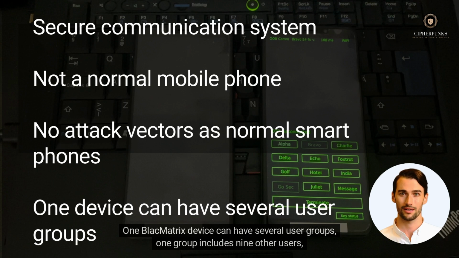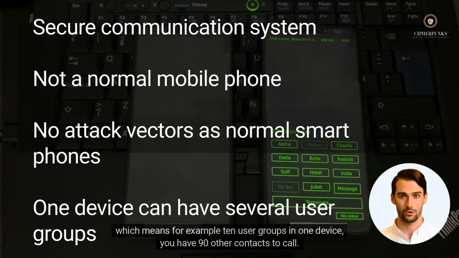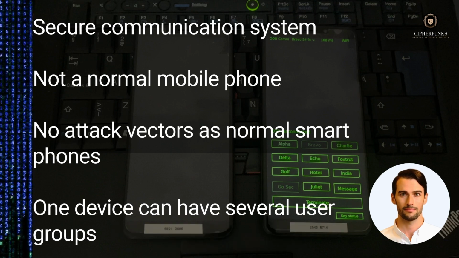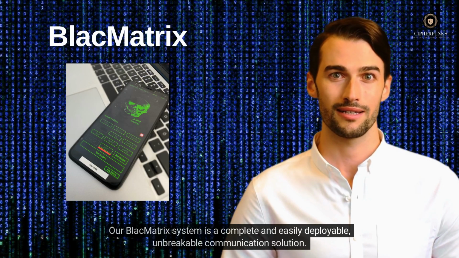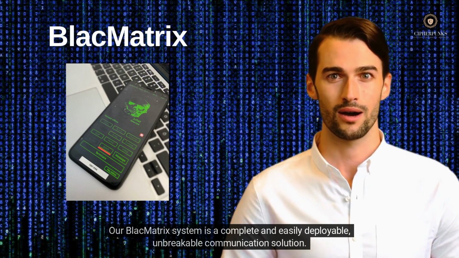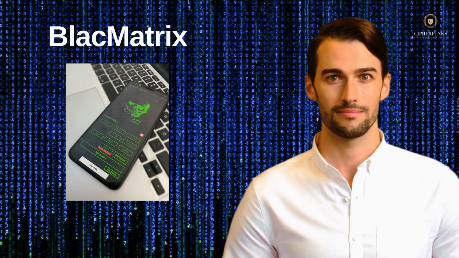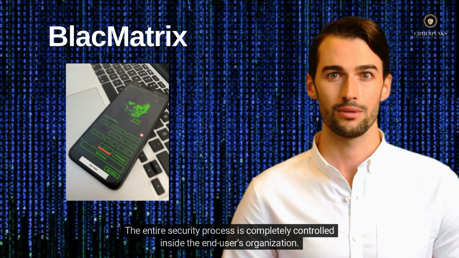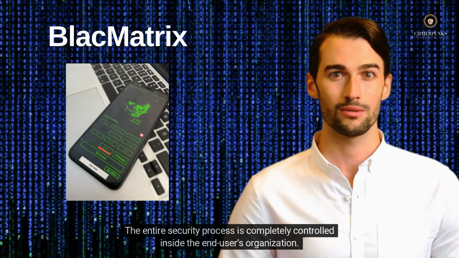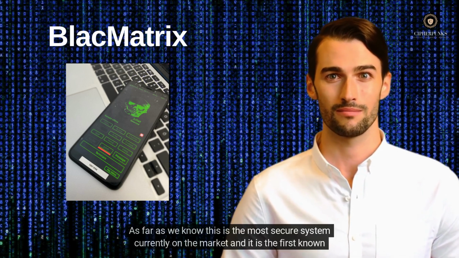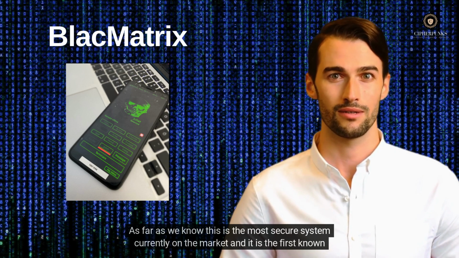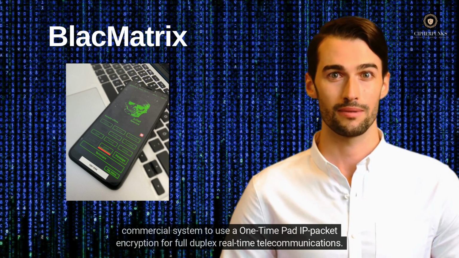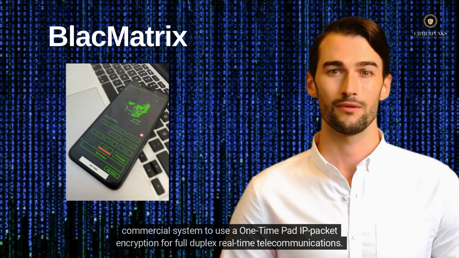One group includes 9 other users, which means, for example, with 10 user groups in one device, you have 90 other contacts to call. Our BlacMatrix system is a complete and easily deployable, unbreakable communication solution. The entire security process is completely controlled inside the end user's organization. As far as we know, this is the most secure system currently on the market, and it is the first known commercial system to use one-time pad IP packet encryption for full duplex real-time telecommunications.